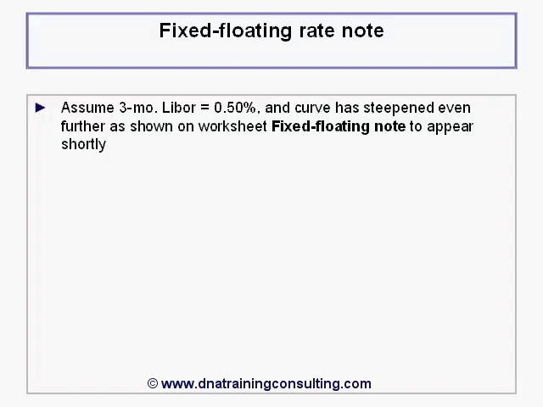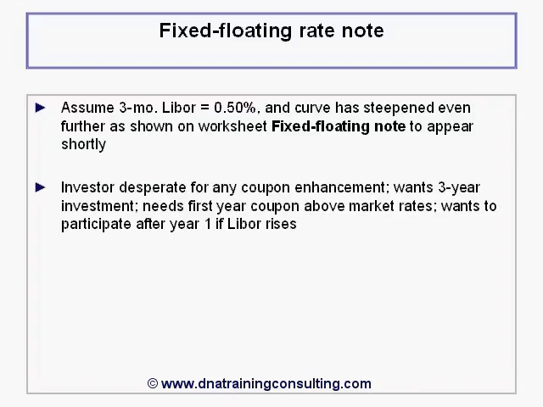The anemic level of LIBOR spot is making investors desperate for any sort of coupon enhancement that does not expose them to unreasonable risk. We assume that this particular investor wants to put money to work for a 3-year horizon, needs a fixed first-year coupon that is substantially above market rates, and then wants to be able to benefit from anticipated increases in rates after year 1.